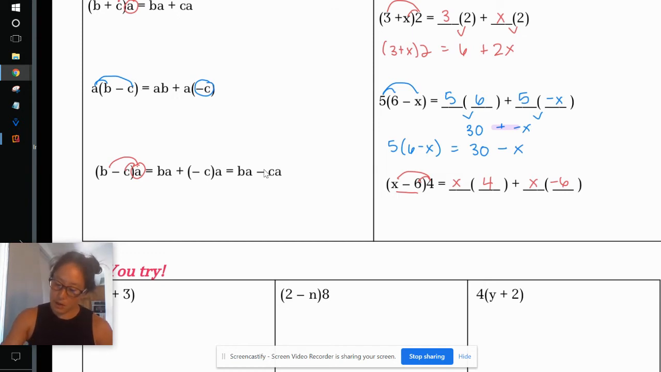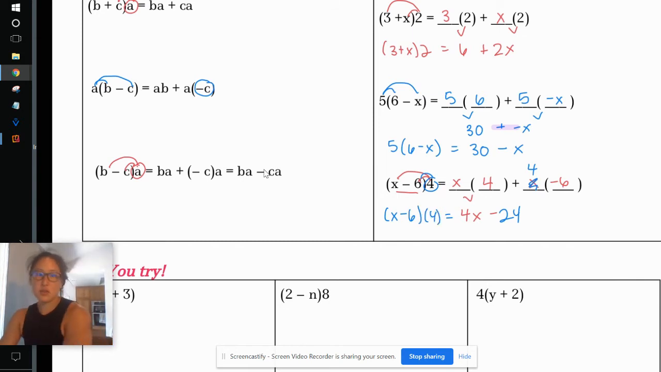All right, simplifying. We get 4 times x is 4x, and then negative 6. Oh, I did something wrong. I see what I did. When I multiplied 4 times 6, I didn't write that down. I wrote down an x. So I'm going to make sure I write a 4 right here. Okay, so I get 4x minus 24. And that is equivalent to x minus 6 times 4. All right, you try. Go ahead and try.